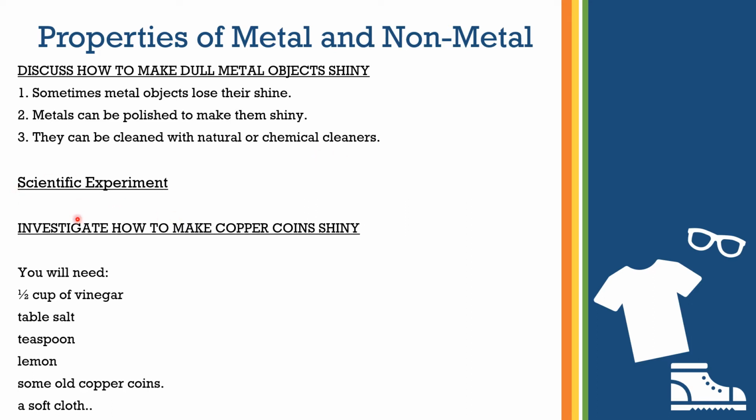Here's our scientific experiment for the day. We investigate how to make copper coins shiny. That's in South Africa. You can find your 1 cent, your I think 10 cents is copper most definitely. Now you will need half a cup of vinegar. Keep in mind, my lovies, vinegar is an acid, but a very safe one to use at home. Table salt, a teaspoon, lemon, some old copper coins, and a soft cloth.